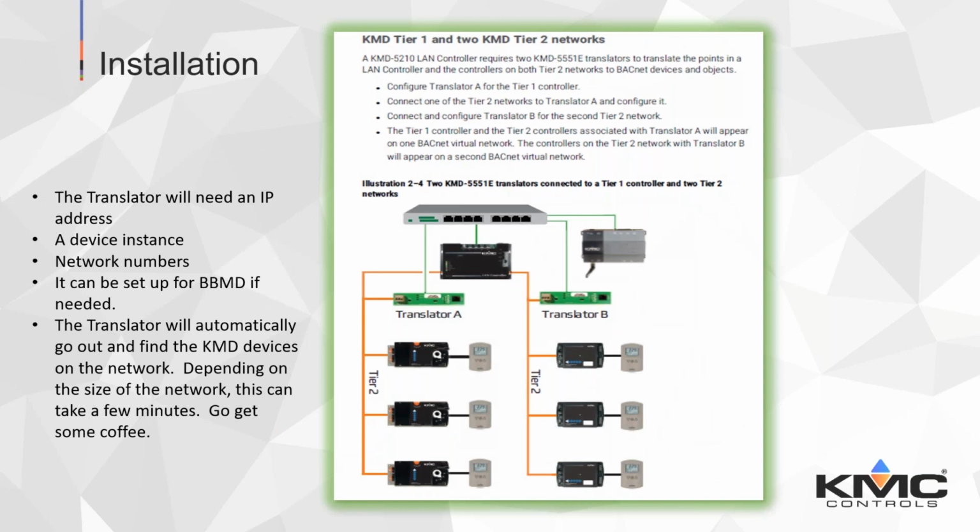So, install. Let's look a little bit at what a network might look like. This is with the two translators like we were just talking about. The translator is a BACnet device. It's going to need an IP address, device instance, and network numbers. If you've done a router, you know that the configuration page looks very similar to the translator's configuration page. It can be a BBMD if you need it to be.